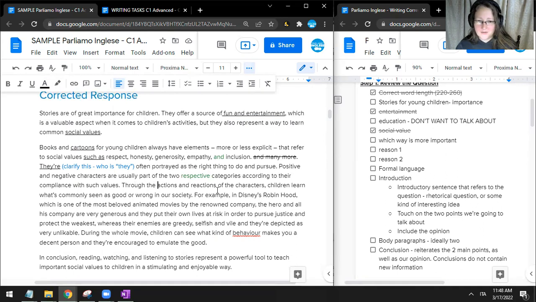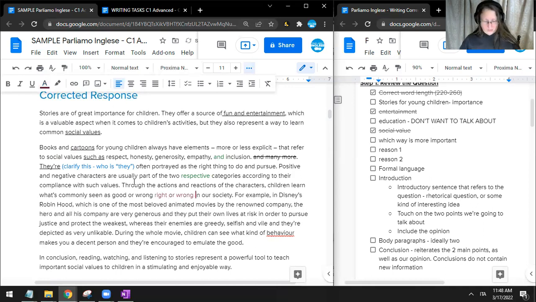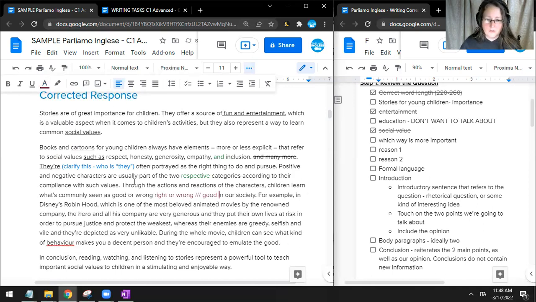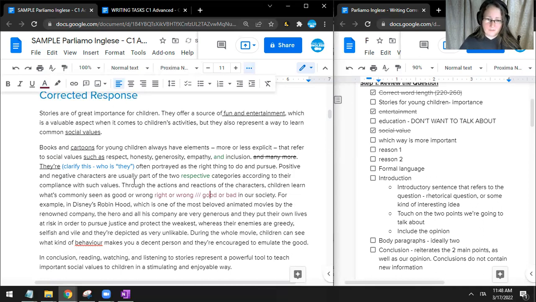Through the actions and reactions of the characters, children learn what's commonly seen as good or wrong in society. And here as well, the common collocation that we would say would actually be right or wrong, or good or bad. Good or bad, right or wrong. Those would be the correct collocation to make here. I mean, what you wrote is not wrong. I'm just saying that we would actually write this as the better wording: right or wrong, good or bad in our society.